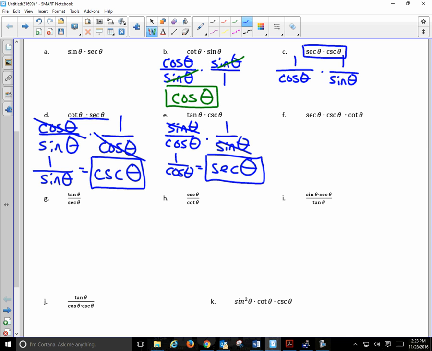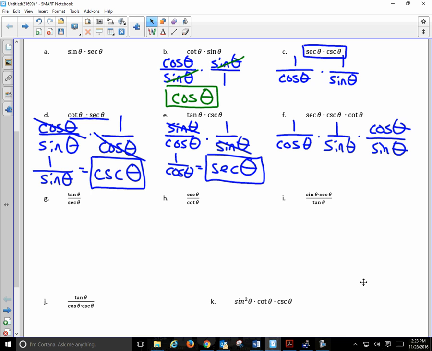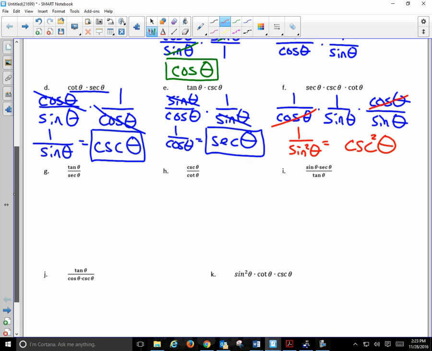Next one is 3. We'll try it. We got 1 over cosine times 1 over sine times cotangent, which is cosine over sine. Cosines cancel. 1 over sine squared. Cosecant squared. So sine times sine will give you sine squared. Yep.